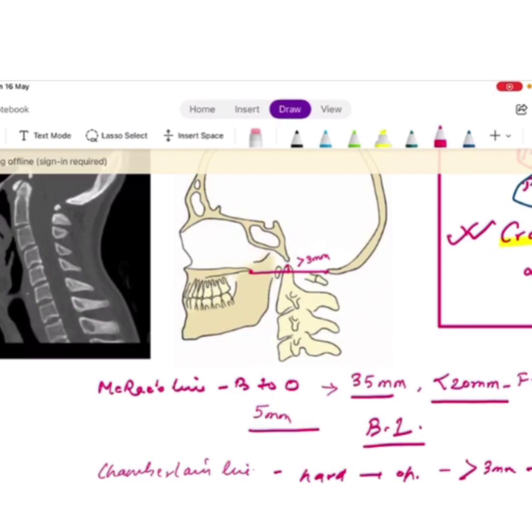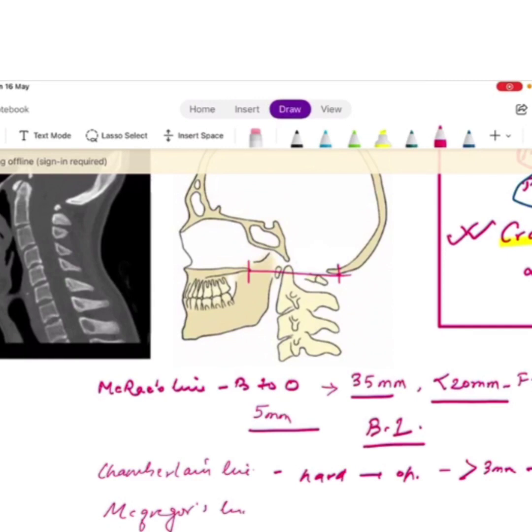Next is McGregor's line. What is McGregor line? Many times the tip of the occiput, that is the opisthion, is not clearly visible. Then we have to take the lowermost part of the curvature of the occiput. So what is McGregor line? McGregor line is the line from the posterior pole of the hard palate to the lowermost part of the occipital curvature. This is actually the McGregor line. What's the importance?